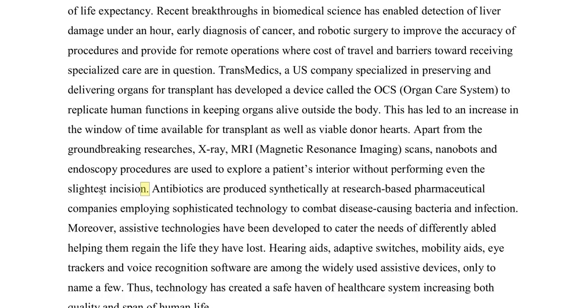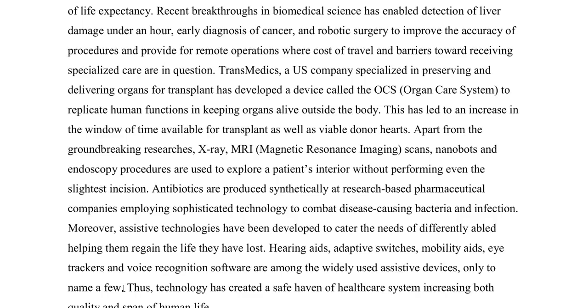You can see right through your body because of technology, which otherwise was implausible. Antibiotics are produced synthetically at research-based pharmaceutical companies employing sophisticated technology to combat disease-causing bacteria and infection. Moreover, assistive technologies have been developed to cater to the needs of the differently abled, helping them regain the life they have lost. Hearing aids, adaptive switches, mobility aids, eye trackers and voice recognition software are among the widely used assistive devices, only to name a few.